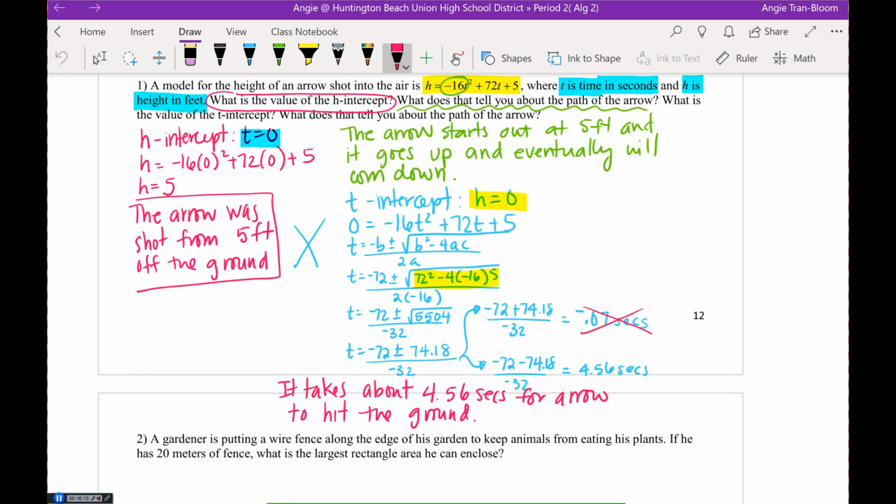Now it says, what does that tell you about the path of the arrow? Is that the same as what we predicted earlier? Did it go up and then eventually go back down to the ground? Yeah. So that is the same thing. Okay, so that's that first application.